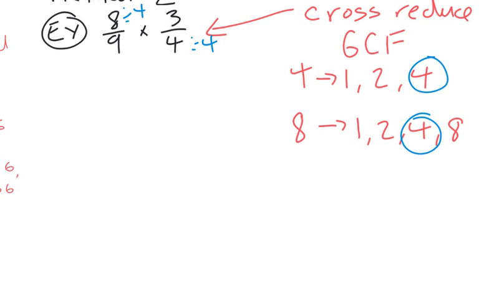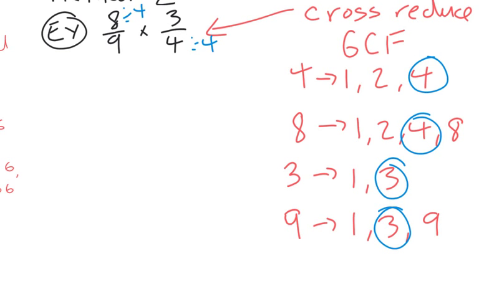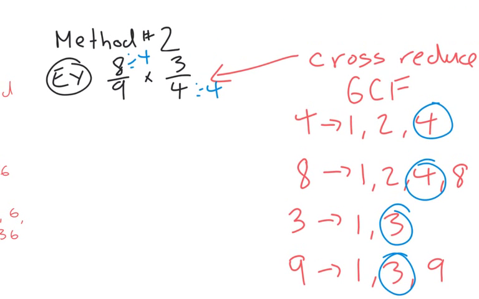So let's go ahead and do that. So the factors of 3 happen to be 1 and 3, while the factors of 9 happen to be 1, 3, and 9. Again, if you look very closely, the greatest common factor happens to be 3. So we're actually going to divide 9 by 3 and 3 by 3. So let's get started on that.